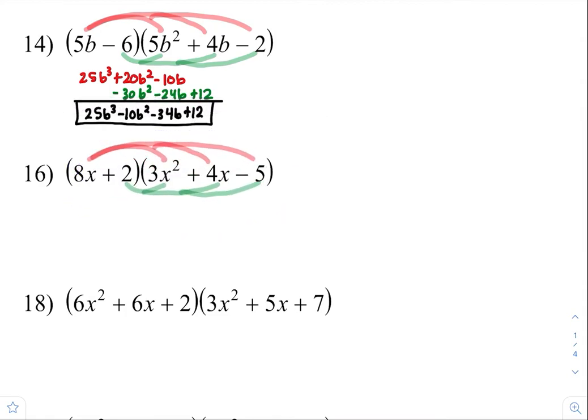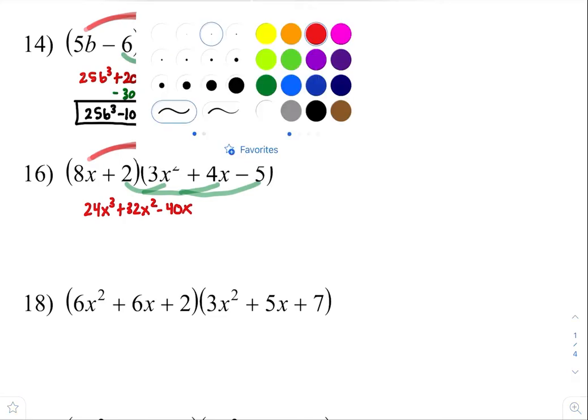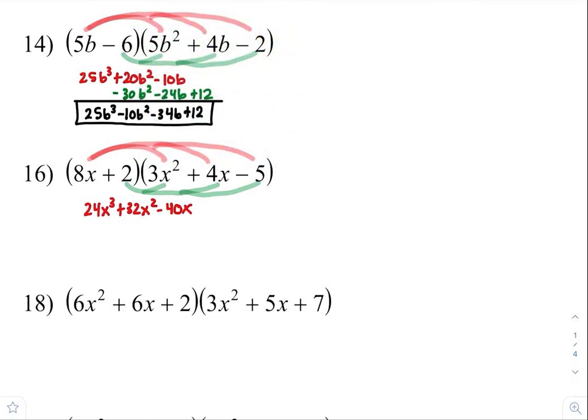Distribute again. 8x times 3x squared, you guys, is 24x to the third. 8x times 4x, you guys, is plus 32x squared. 8x times negative 5, you guys, is minus 40x. Now for the green, 2 times 3x squared, you guys, is plus 6x squared. 2 times 4x, you guys, is plus 8x. 2 times negative 5 is negative 10.